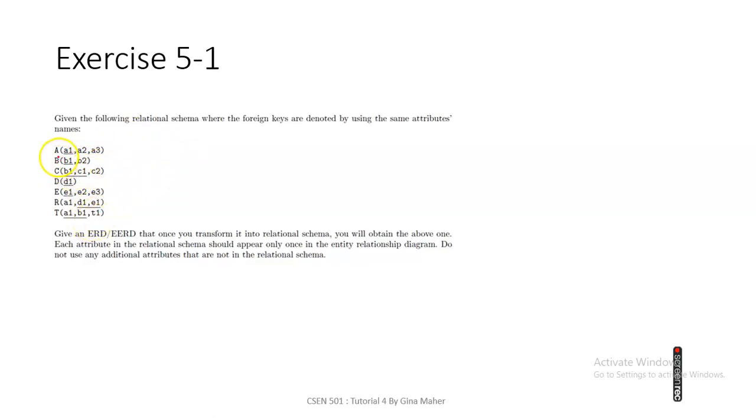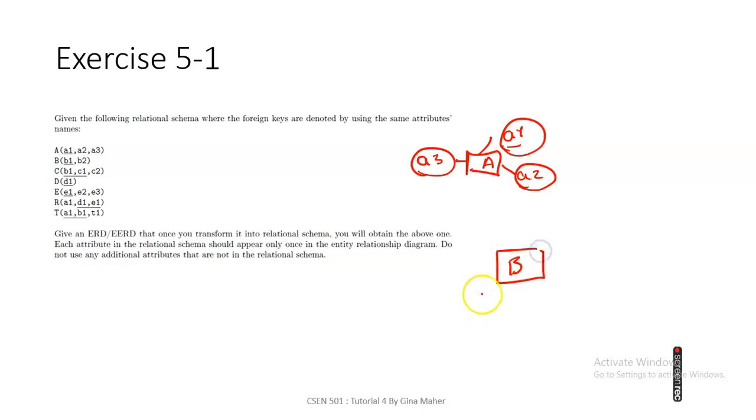So now we have A with A1, A2, A3. So simply we have entity A with attributes A1, A2, A3. Okay, we have another entity which is B with B1, B2. We have another entity which is C.